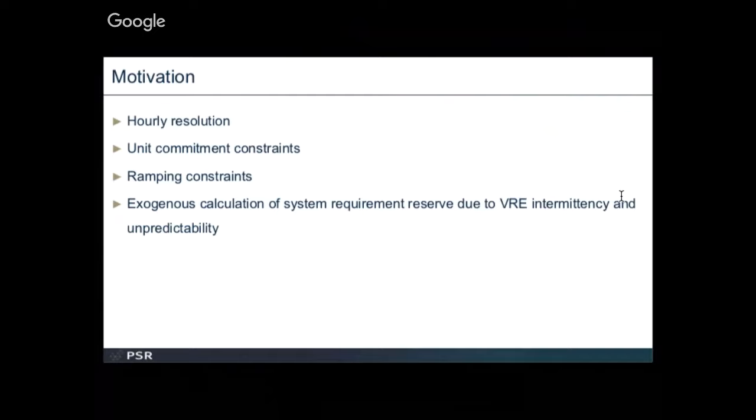Since this kind of technology has intermittency and unpredictability, the total system reserve requirement must increase given an increase in the penetration of this kind of source. So I will propose, and I'll show you, how to make an exogenous calculation. The system reserve requirement depends on the planned investment decisions for renewable source plants.